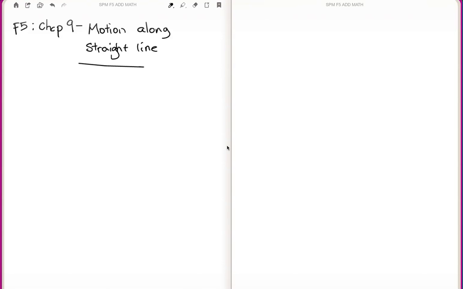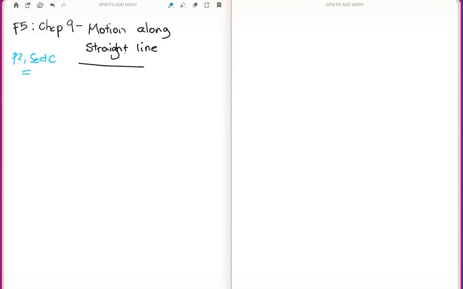In this video, I'm going to show you Form 5, Chapter 9, the second last chapter in the syllabus, called Motion Along a Straight Line. This chapter would normally come out in Paper 2, Section C. You will get to choose 2 questions from this section. This is one of those, and normally I would want my students to choose this question because it's rather straightforward and not too hard to do. So it's kind of like a bonus question.